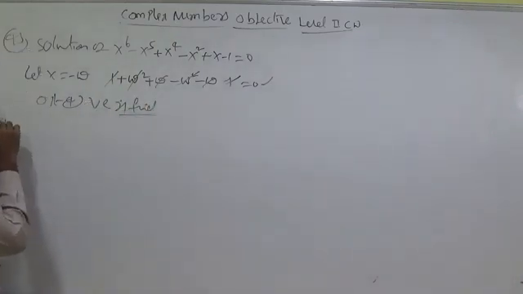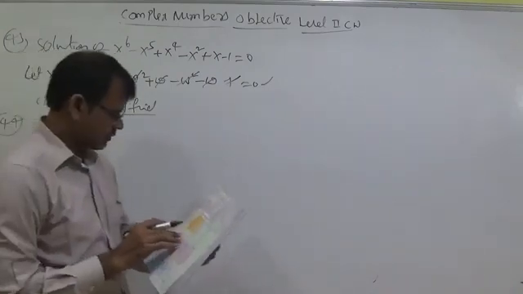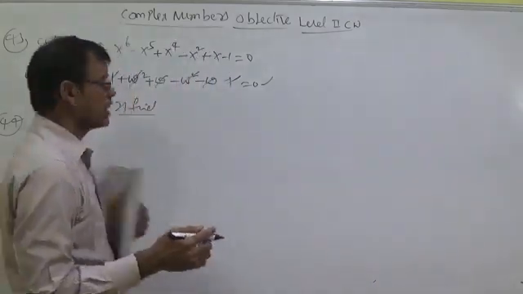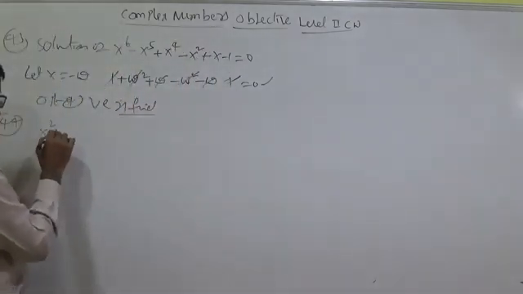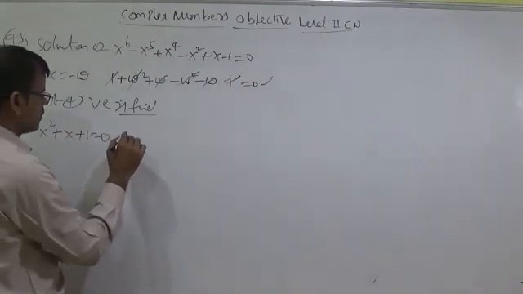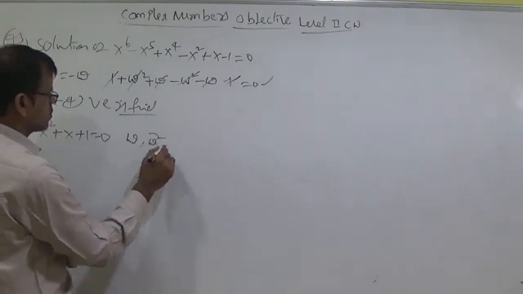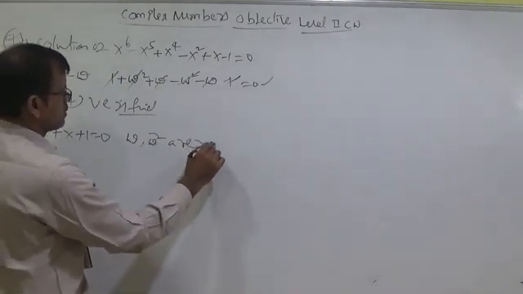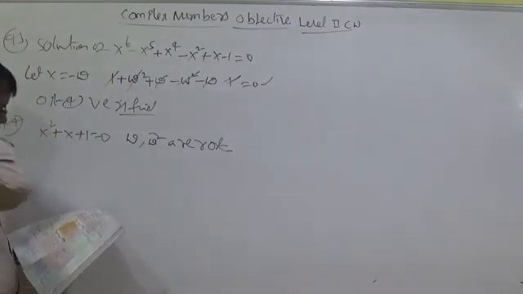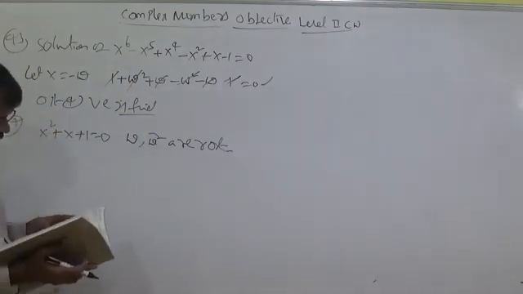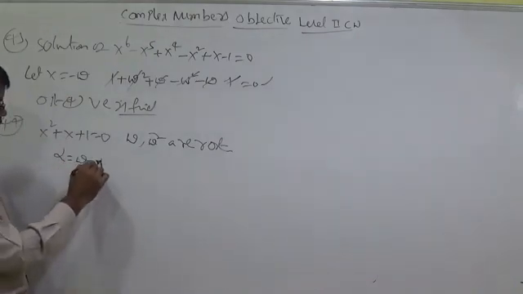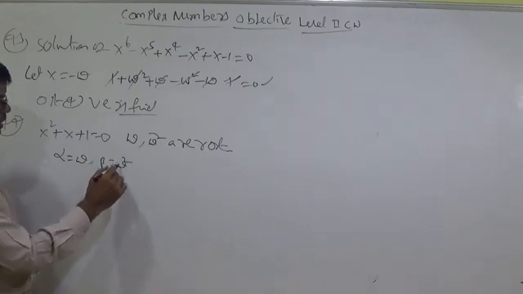Verified option 4. 44th question: if alpha, beta are the roots of x square plus x plus 1 equal to 0, directly sum is there. Whenever x square plus x plus 1 equal to 0, you should not forget that omega, omega square are the roots, because 1 plus omega plus omega square equal to 0. Now you can understand alpha is equal to omega and beta is equal to omega square.